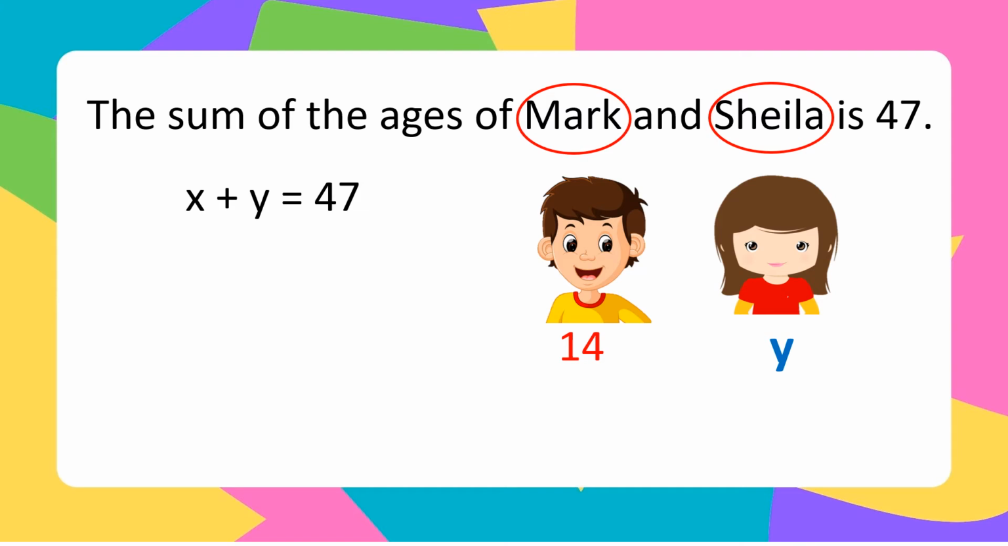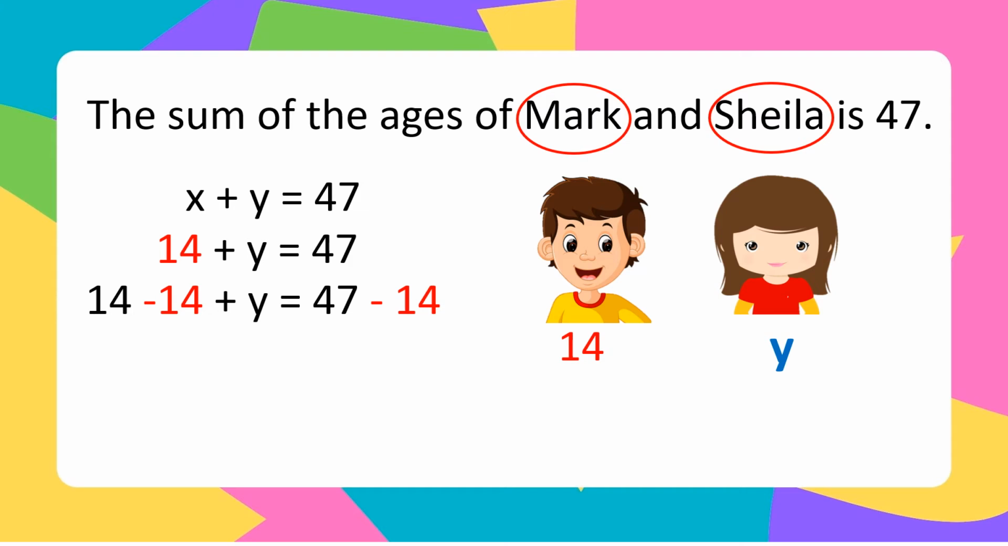Just substitute the age of Mark in the given equation. So we have 14 plus y is equal to 47. And to isolate y on the left side of the equation, using the addition property of equality, we add negative 14 on both sides of the equation. So we have 14 minus 14 plus y is equal to 47 minus 14. Simplifying this becomes y equals 33. So this means that if Mark is 14 years old, then the age of Sheila would be 33.